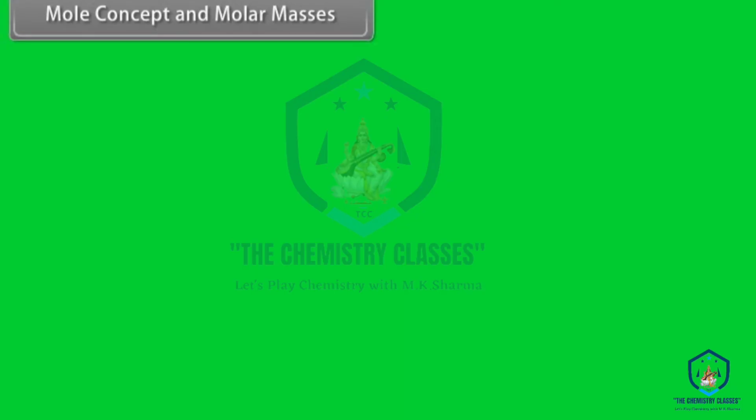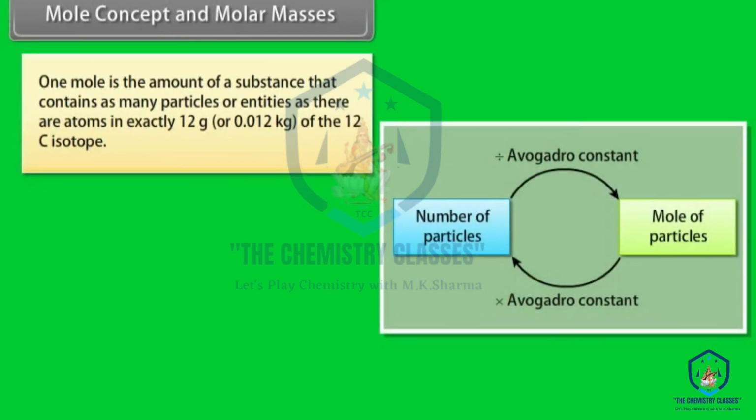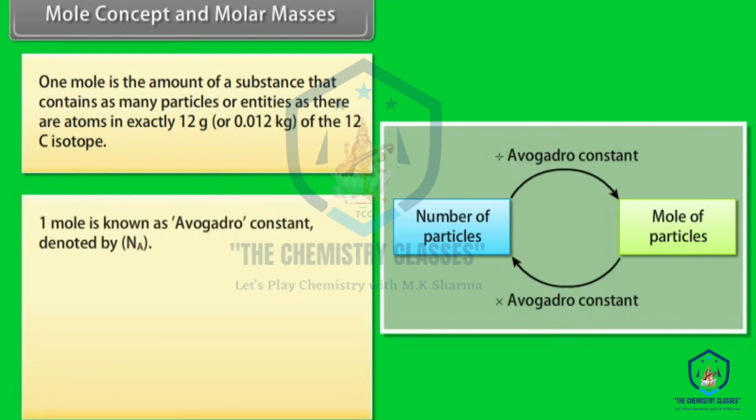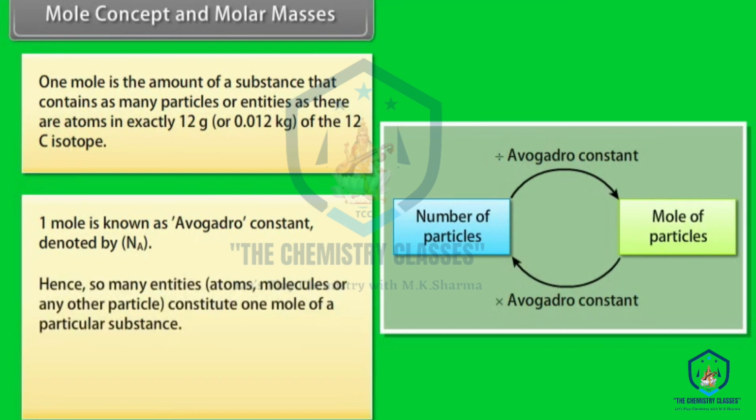Mole concept and molar masses. 1 mole is the amount of a substance that contains as many particles or entities as there are atoms in exactly 12 gram or 0.012 kg of the 12C isotope. This number in 1 mole is known as Avogadro constant, denoted by NA. Hence, so many entities, atoms, molecules or any other particle constitute 1 mole of a particular substance.